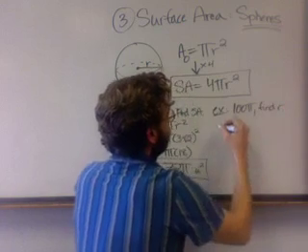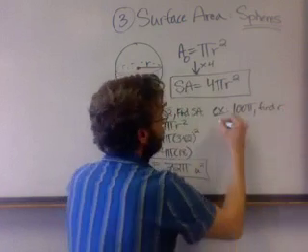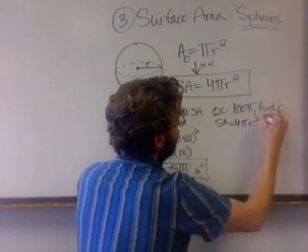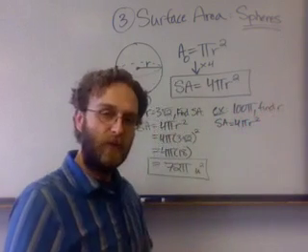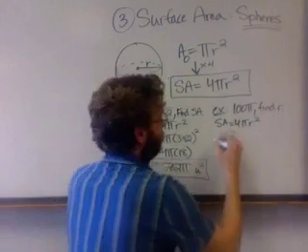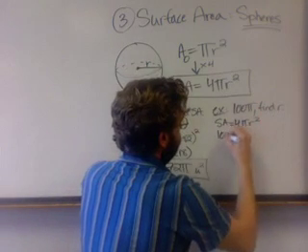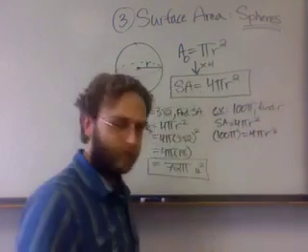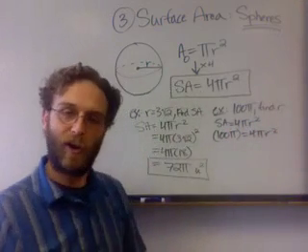Find r. So I'm going to use the same formula. Surface area equals 4 pi r squared. Now I'm going to substitute in 100 pi for my surface area, and that still equals 4 pi r squared.